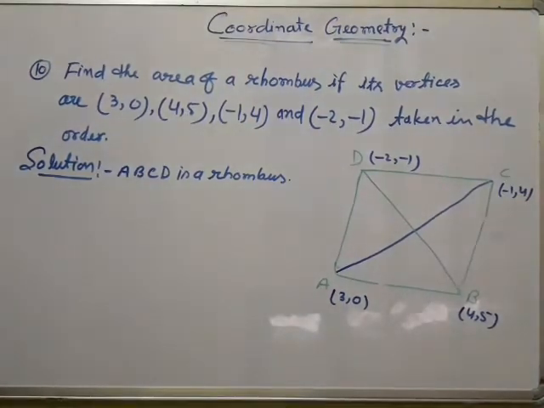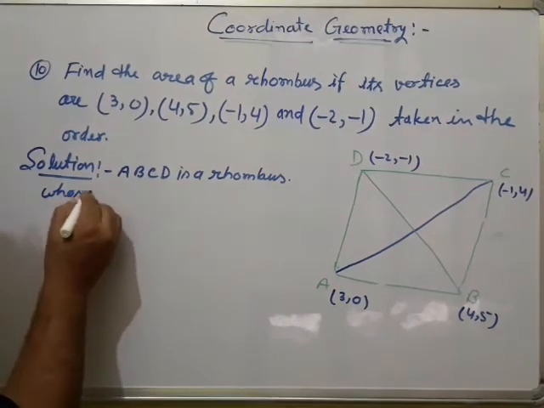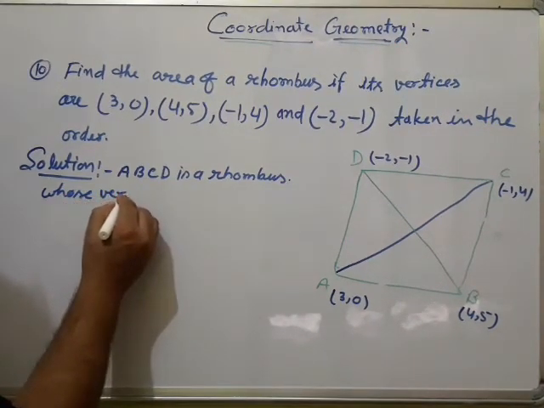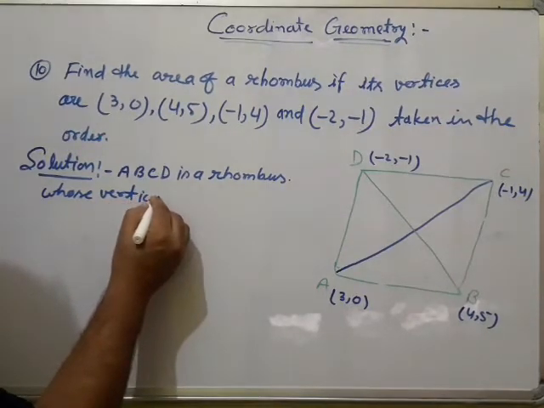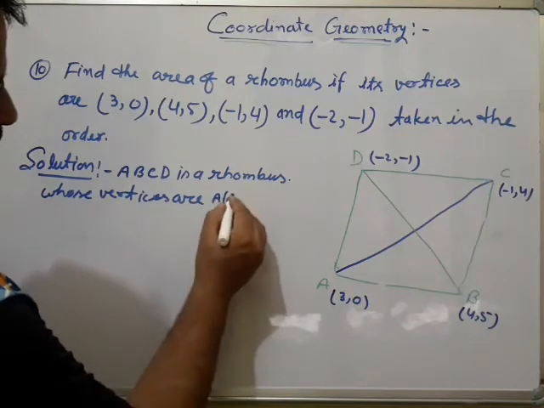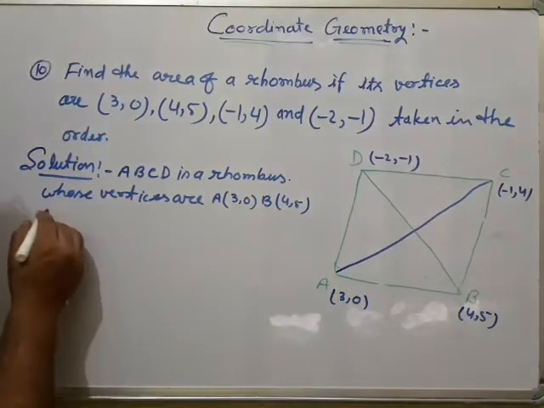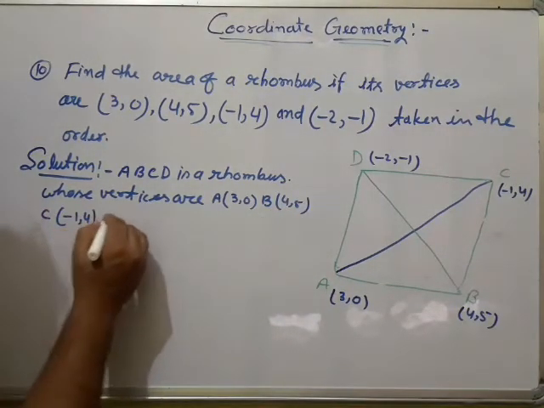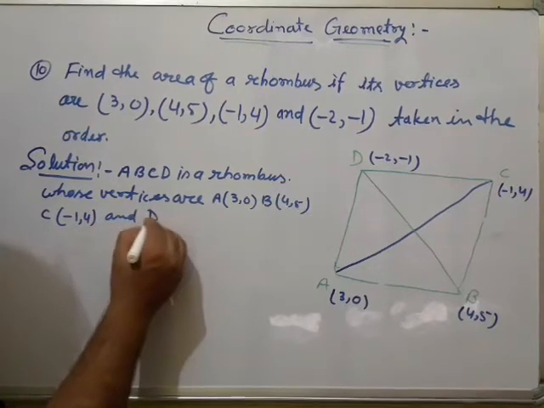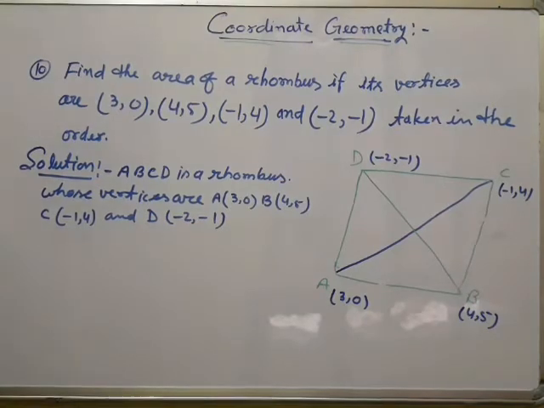Yeah, and whose vertices are A (3, 0), B (4, 5), C (-1, 4) and D (-2, -1). Clear? Find AC. First we find the AC.